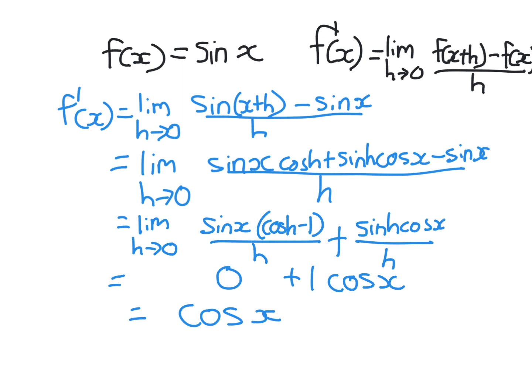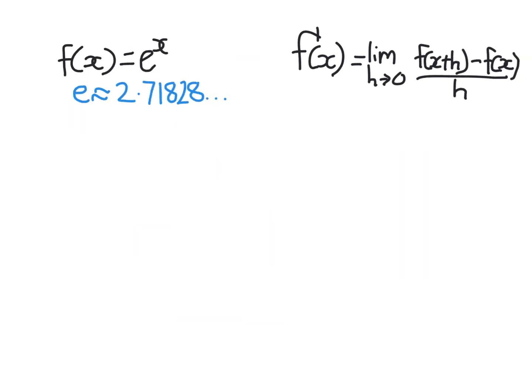All right, let's look now at one more example. So we're going to look at f(x) = e^x. e is Euler's number, 2.71828. It is irrational, so the decimal goes on forever with no pattern. So what we're going to do is use the same formula we've been using in all the other examples. So the derivative is going to be, again, the limit as h approaches 0.